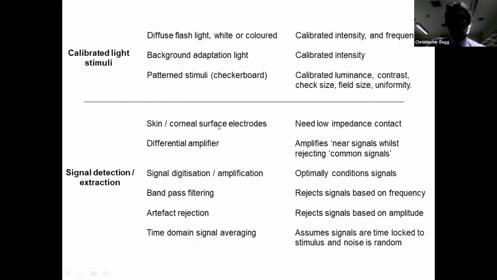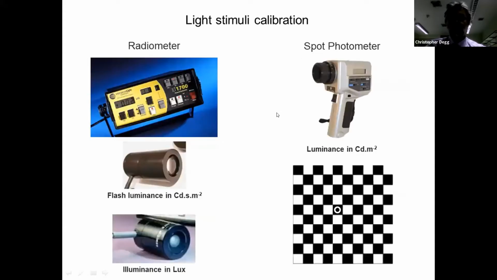We then detect the signal using electrodes, and we use a differential amplifier, we filter it, we reject anything that's too large, and then we average it. So all of these techniques allow us to get tiny signals from the body.